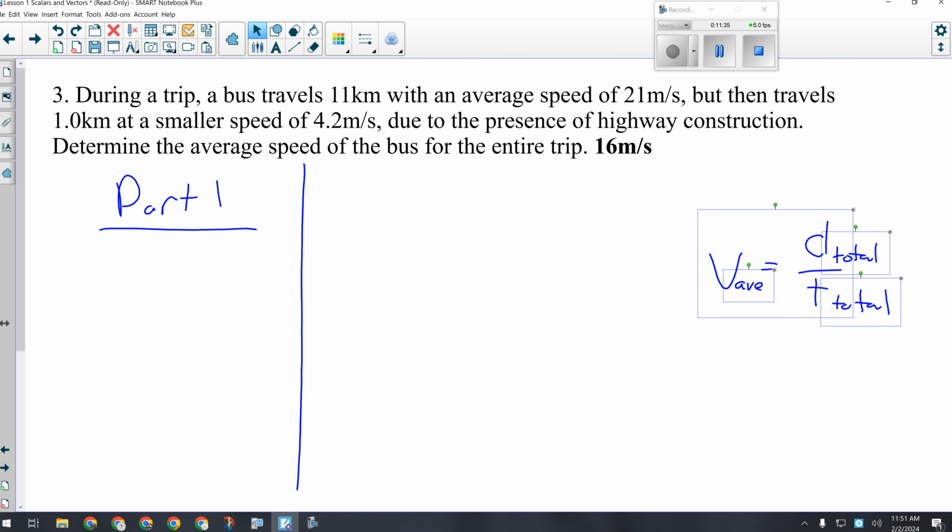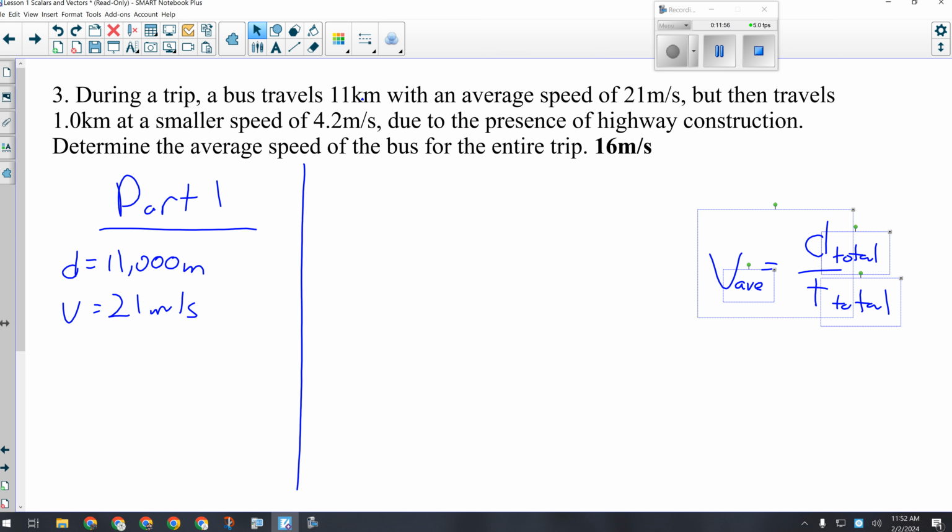The first thing I need to do is convert the 11 kilometers into meters. How many meters in a kilometer? 1,000. So this is 11,000 meters. It's the first thing I have to do. There's a little metric trick here. So 11,000 meters at 21 meters per second. That's what I know.